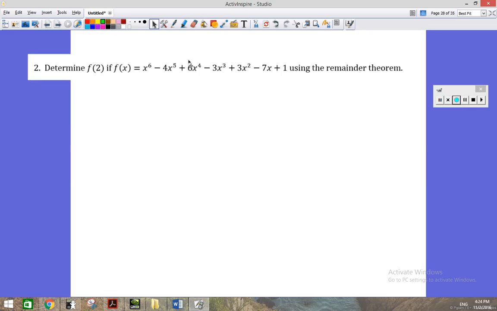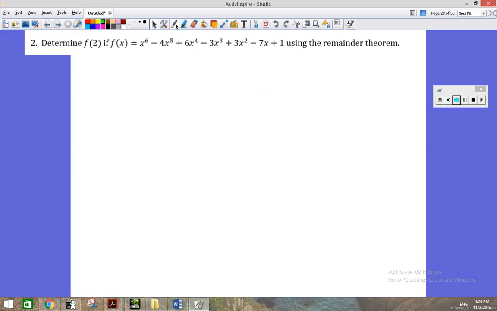Alright, so it's the same idea here. So let's check, is this in standard form? 6, 5, 4, 3, 2, 1, and then the constant term. It's in standard form and I'm not missing any terms. So rather than plug in 2 and have 2 to the 6th power and replace x with 2 everywhere, I'm just going to do this synthetic division. So remember, there's a 1 in front of there, a -4, a 6, a -3, a 3, and -6.